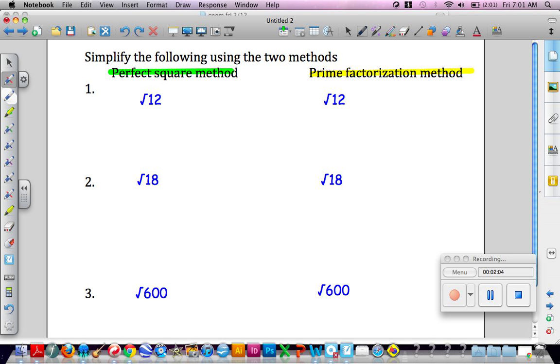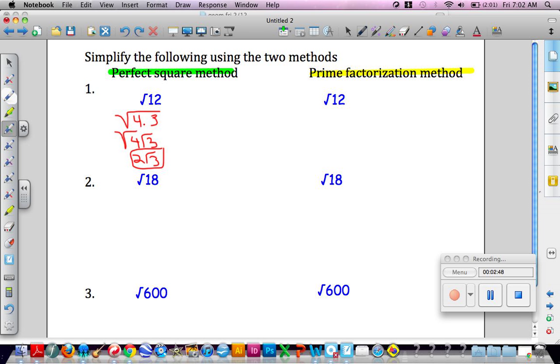So when I look at root 12, a perfect square that goes into that is 4. So I'm going to rewrite 12 as 4 times 3. Now you can break those apart. You can write root 4 times root 3. When you look at that, the square root of 4 is 2, and you can't do anything with the square root of 3, so you leave it alone. We have just simplified root 12.